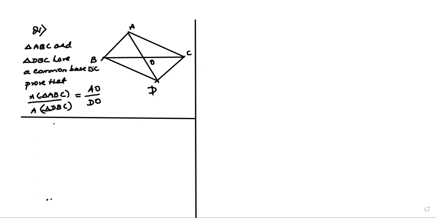But listen, when the triangles have a common base, equal base, we have learned the ratio of the areas property: the ratio of the areas should be equal to the ratio of the corresponding heights. So where are the heights? Look at triangle ABC, the upper triangle ABC. Where is its height here?